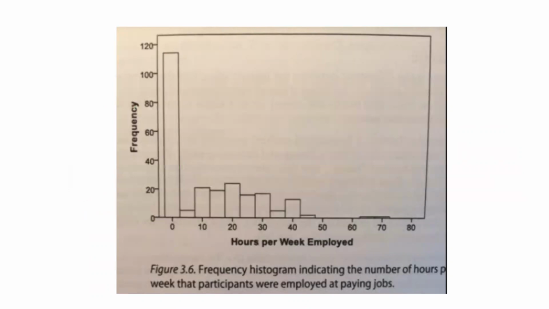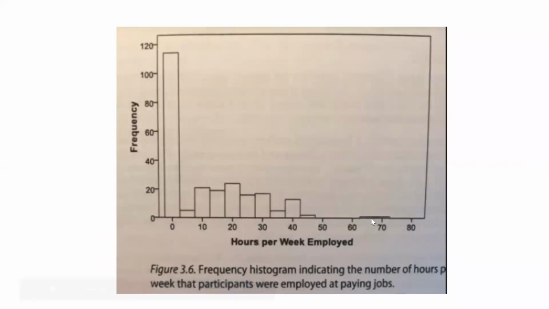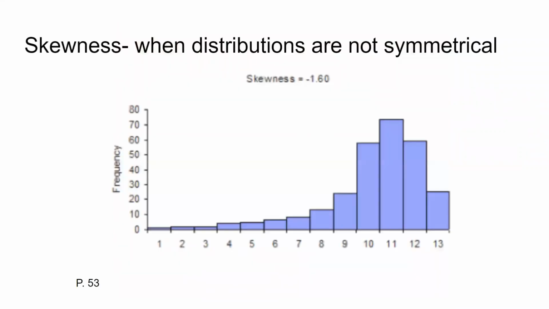All right, quick check. Check yourself. What type of distribution is this? Positively skewed or negatively skewed? If you said positively skewed, you are correct. We have a lot of people not working very much and very, very few people working 60 hours per week. So this is a positively skewed distribution. All right, really quick, tell me what this one is. Yes, it is negative. I'm not sure what this is a distribution of, but we could think about that.